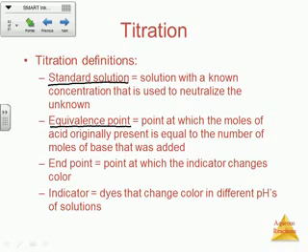Now, with a strong acid, strong base, equivalence point is going to happen at pH 7. We're going to talk more about that later in the year. With a strong acid and a weak base, or a weak acid and a strong base, it's not that way. Or with a weak acid and a weak base. The end point, that's the point where the indicator changes color.